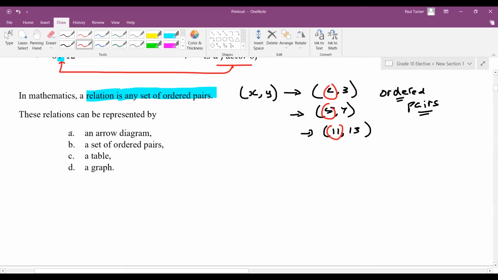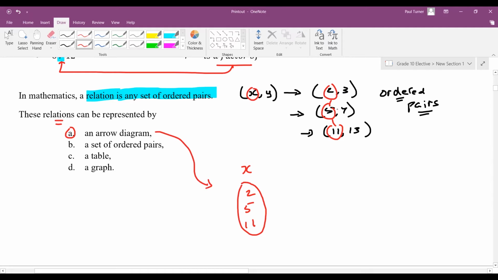Okay, so relations can be represented in different ways. The first one is an arrow diagram. For that, we take the first value, which is really the x value. So let's write x up the top there. And we've got 2, 5, 11, like that. And we'll put a circle or an oval around them.